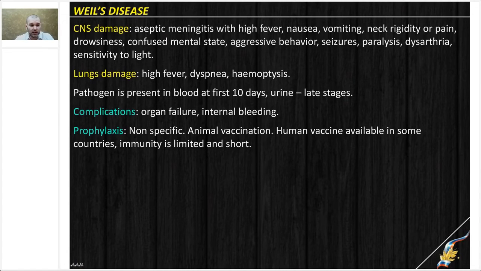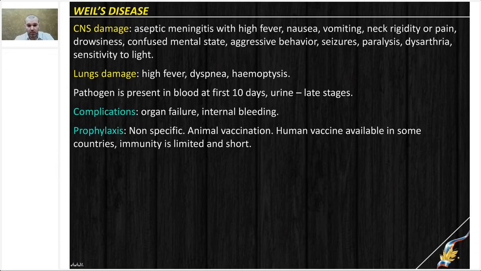And third form is lung damage or lung form. It will manifest with abnormal functions of lungs, severe decreased blood oxygenation, high fever, dyspnea, abnormal type of respiration, and in severe cases, coughing with the blood will be observed in those people.